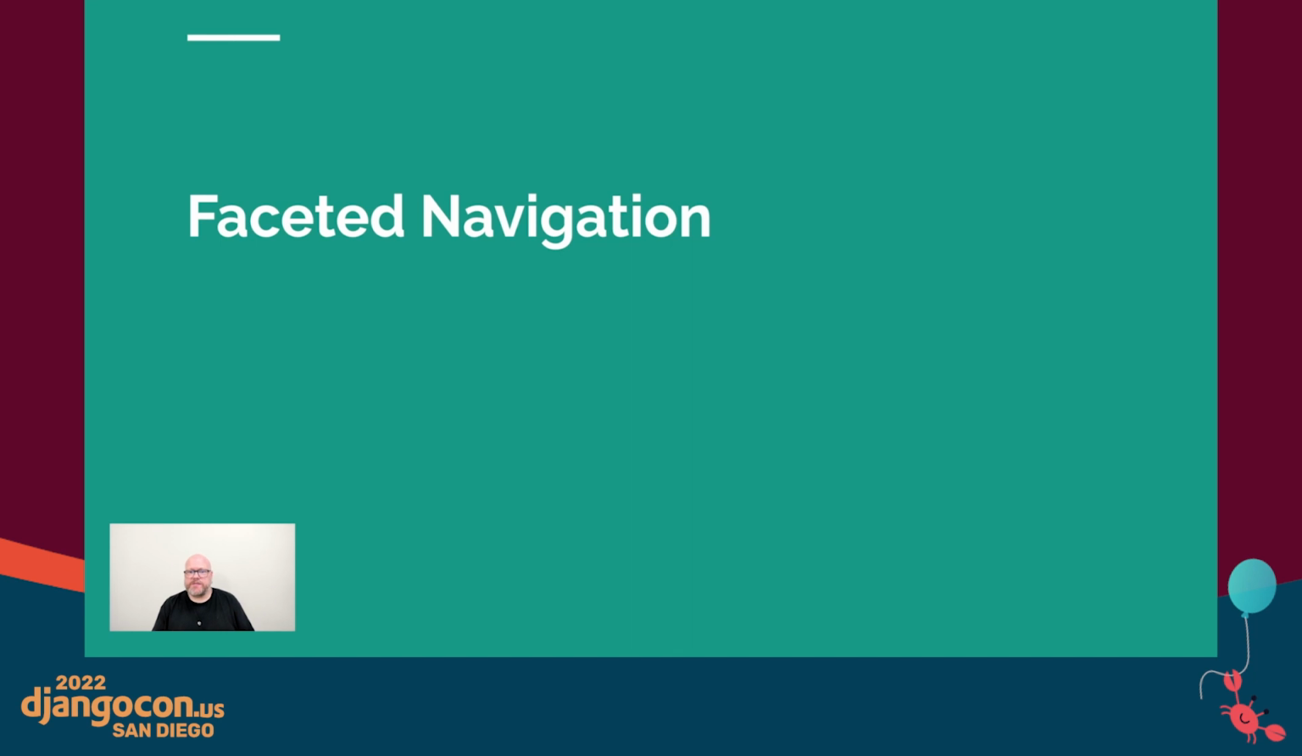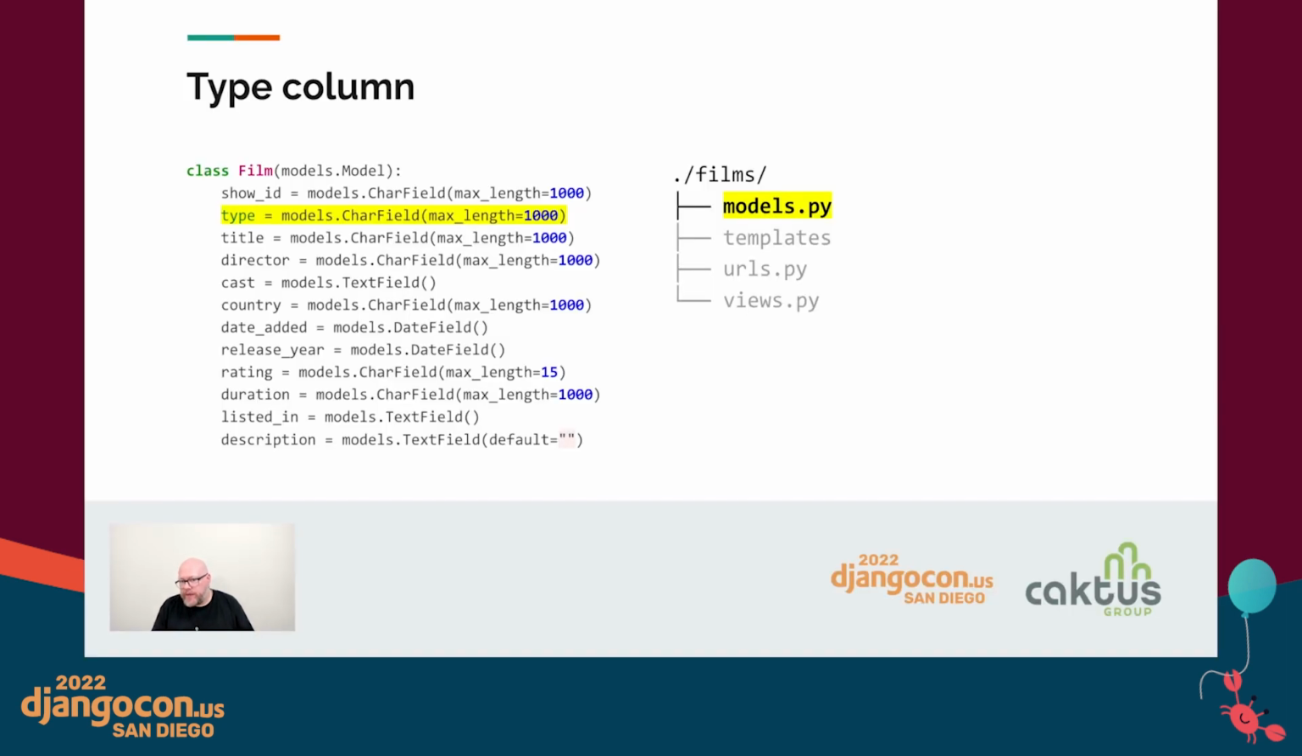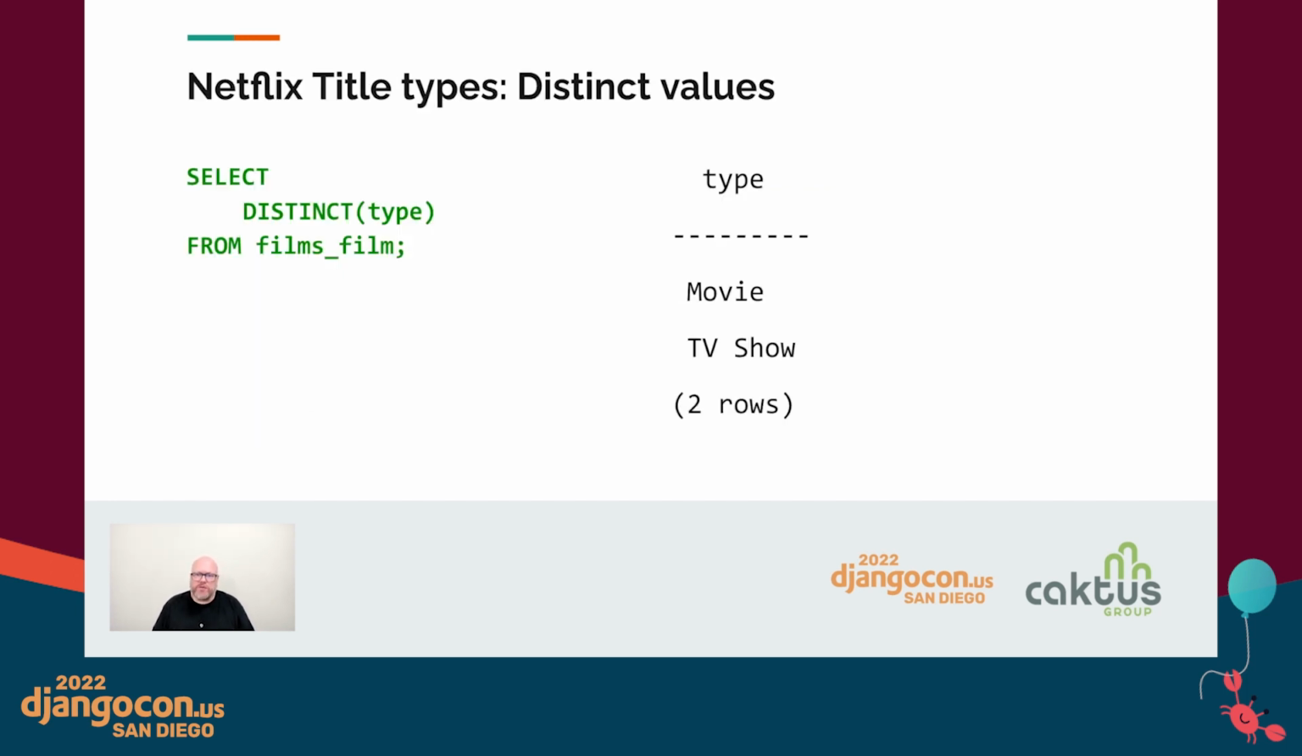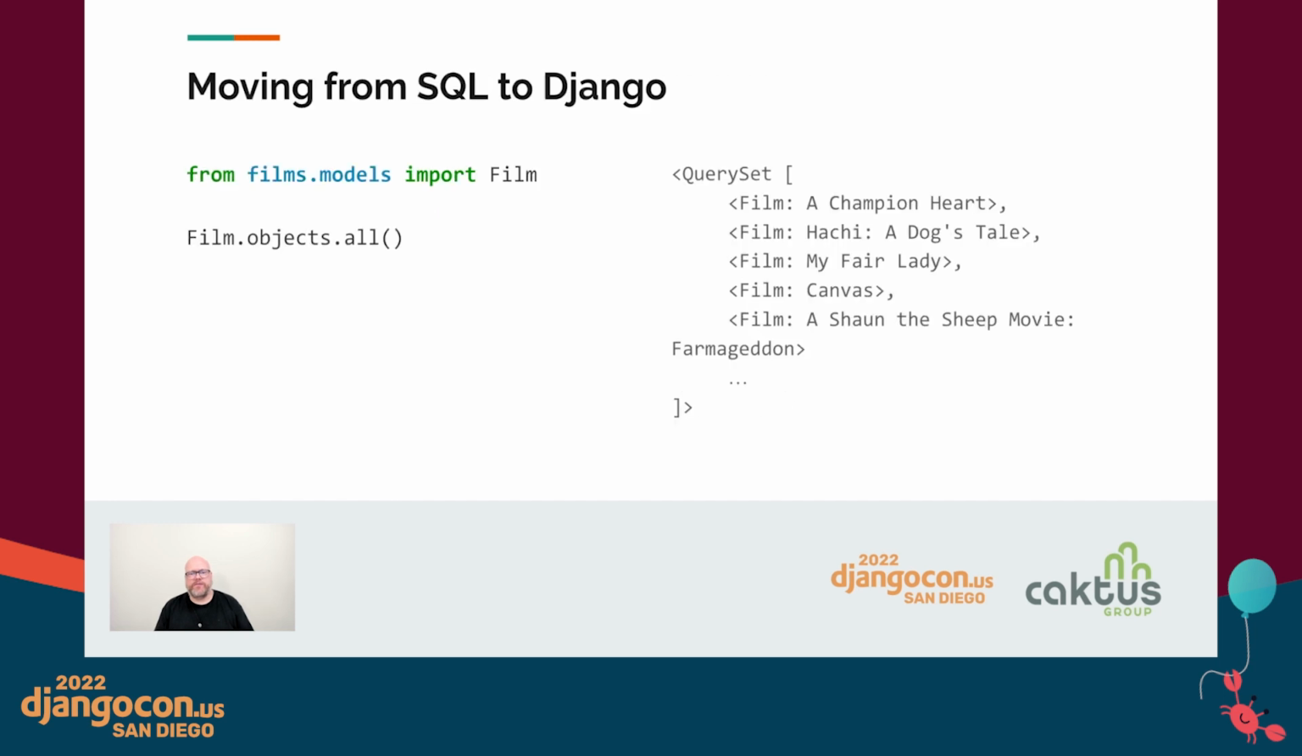And now that we have our film list, how do we add faceted navigation? How do we get the facet data with counts? Referring back to our models, let's pick a column to facet by. Type seems like a simple first choice. So let's first look at this in SQL. Start with the basic select distinct query, two values, movie and TV show. But we don't know the counts of each value. So let's replicate this in Django.